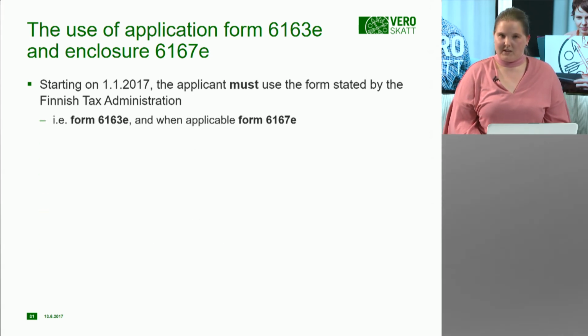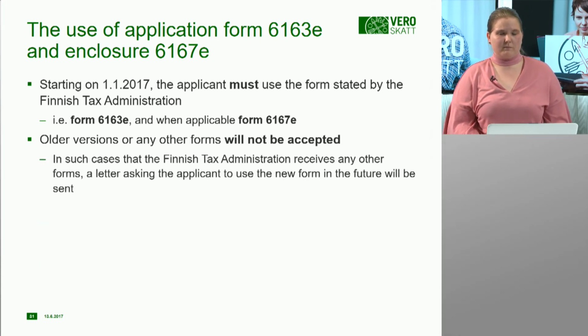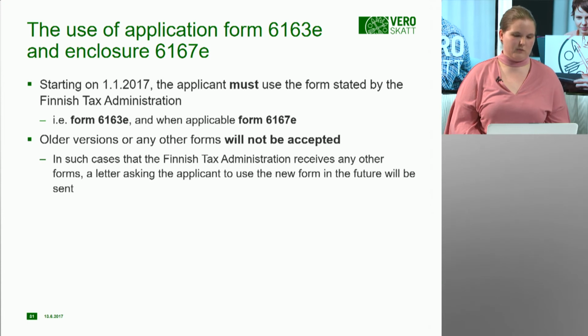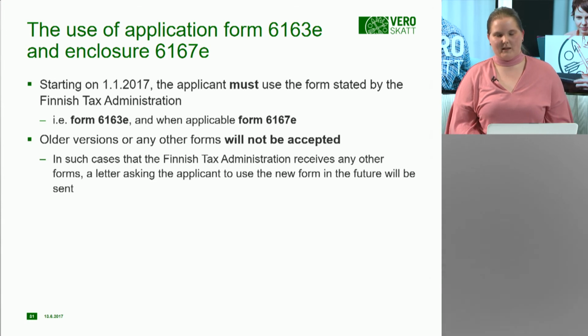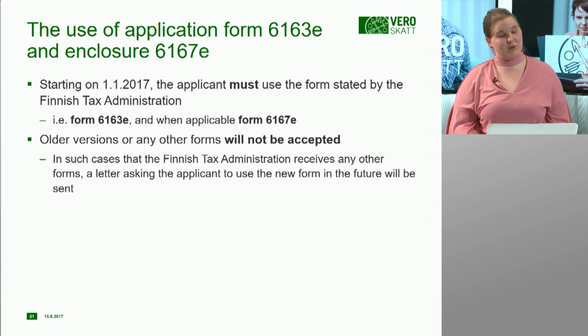So, what that means for us is that you use 6163E and, when applicable, 6167E. So, this means that older versions of any form will not be accepted. If we do receive these older versions of the form, we will be sending a letter to you asking that you use the new form in the future. So we won't again be getting rid of any of the older applications, but you never know what we decide. So please keep looking at and keep using the new form.